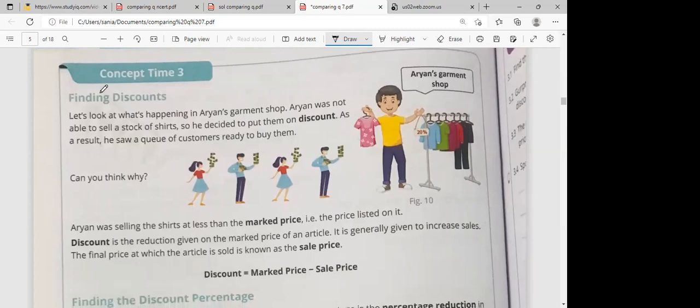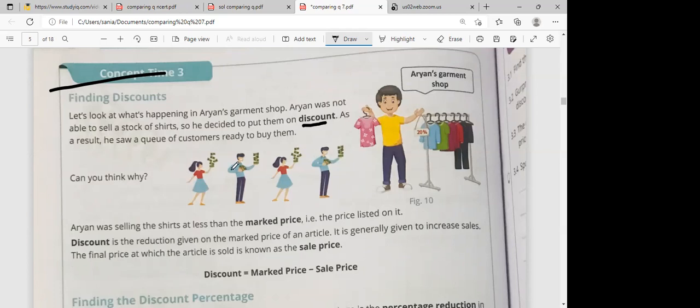Okay, so now the next concept is finding the discounts. So ma'am, how do we find it? See, let's look at what's happening in Aryan's garment shop. Aryan was not able to sell a stock of shirts, so he decided to put them on discount. As a result, he saw a queue of customers ready to buy them. This is a usual human tendency that whenever we feel there's 20% off, 30% off, we feel, oh my God, that's very good, we should purchase the thing.